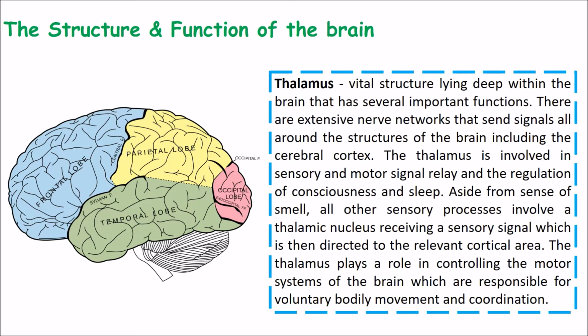The thalamus plays a role in controlling the motor systems of the brain, which are responsible for vocalisation and bodily movement.